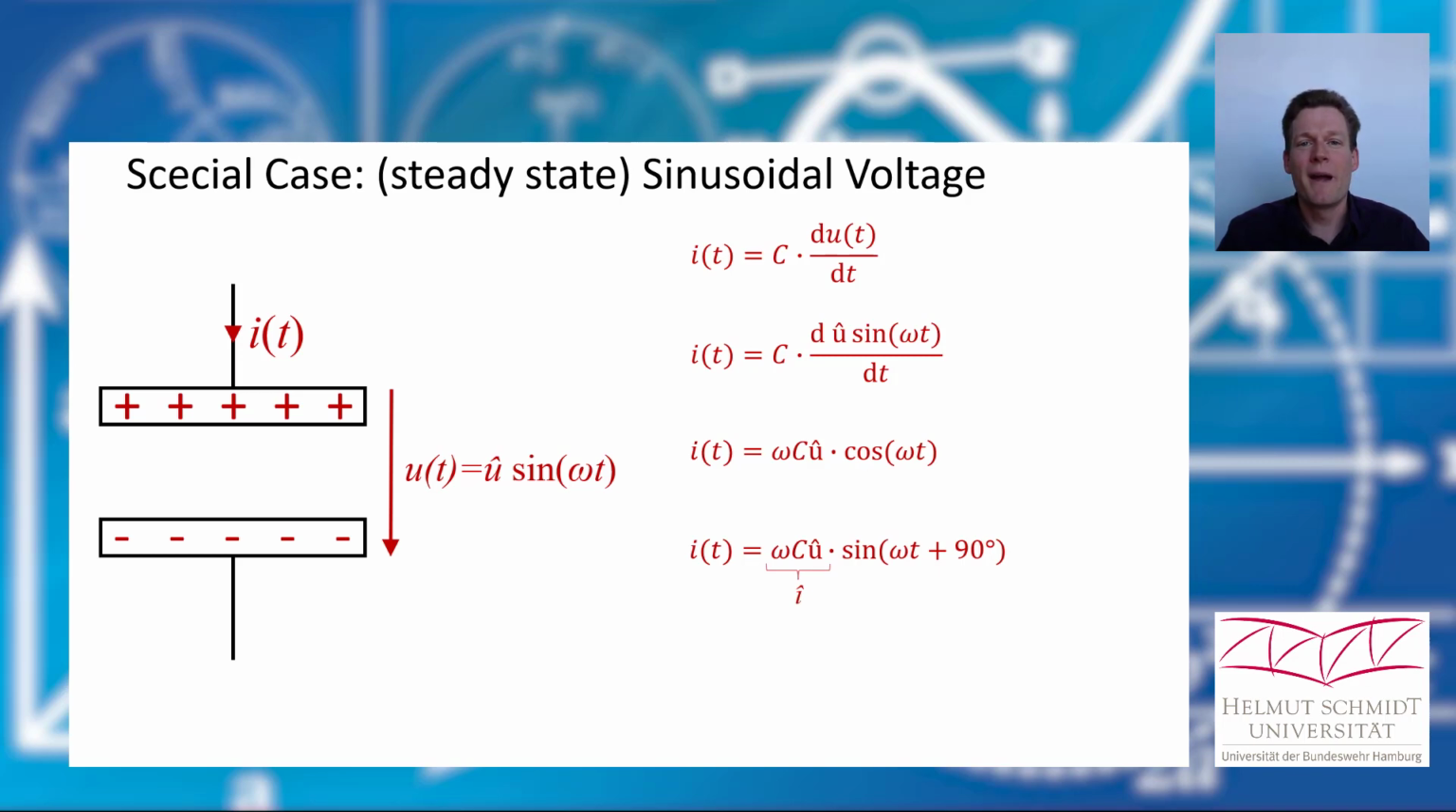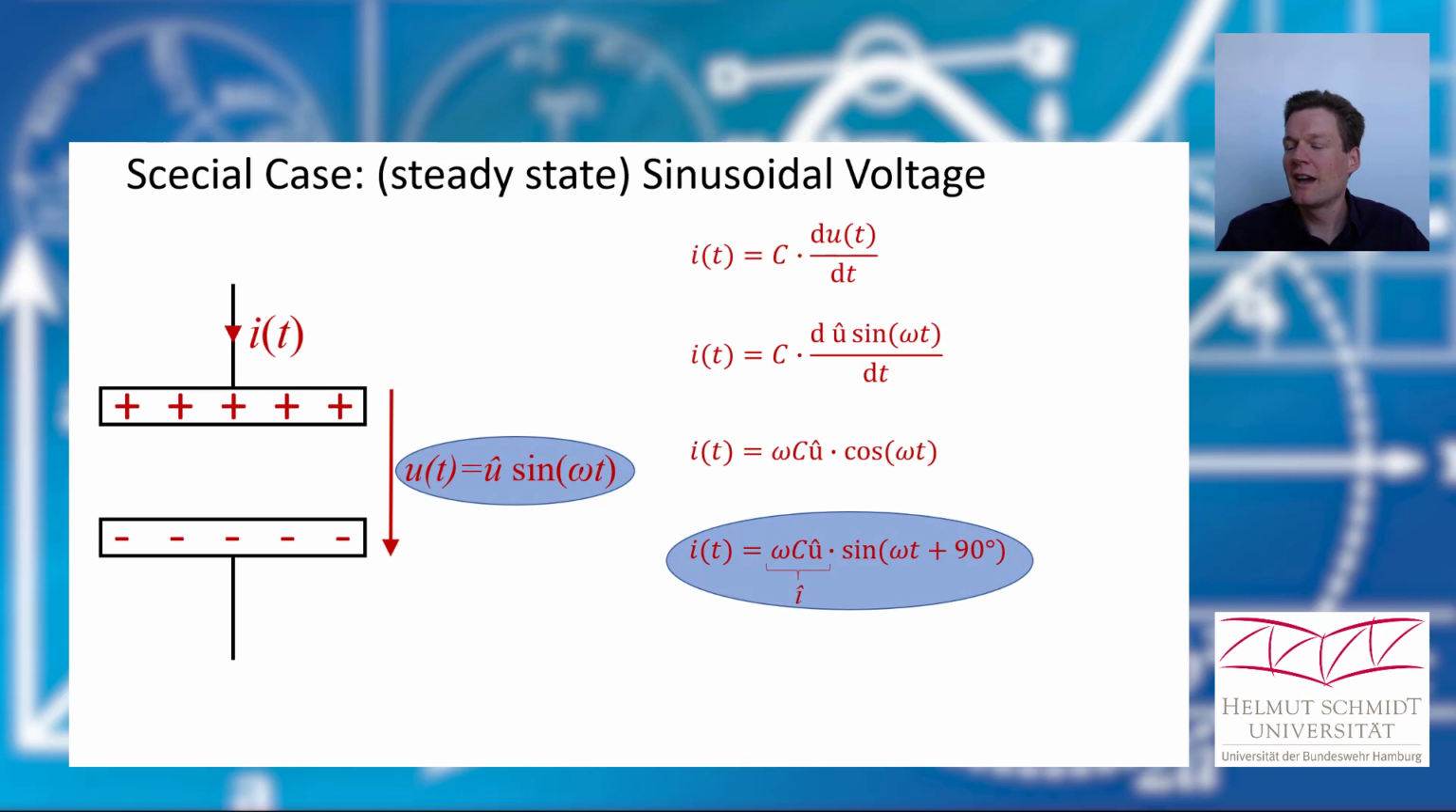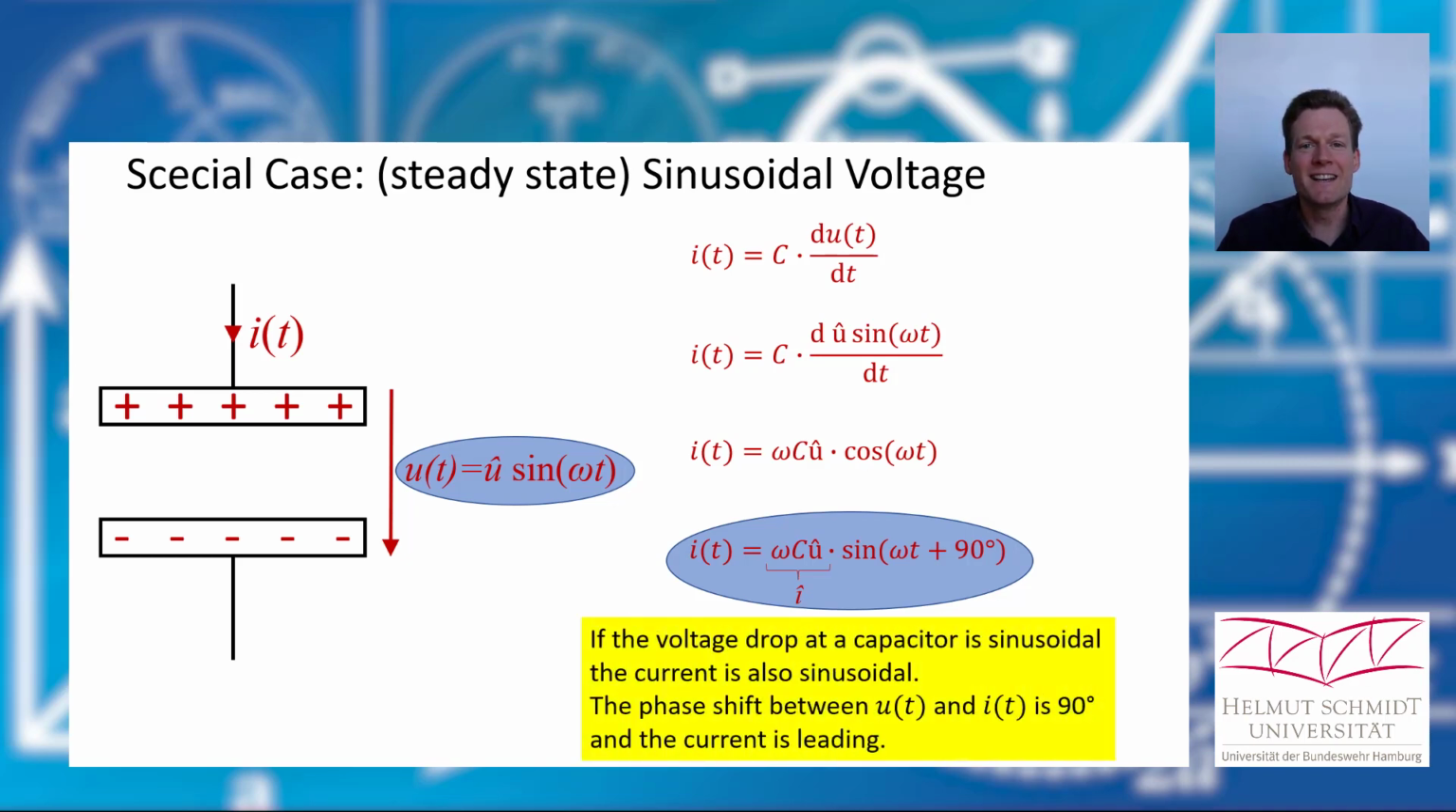If we compare our current and our voltage drop, we see that they are both sinusoidal, and we have a phase shift of 90 degrees between them, and the current is leading.